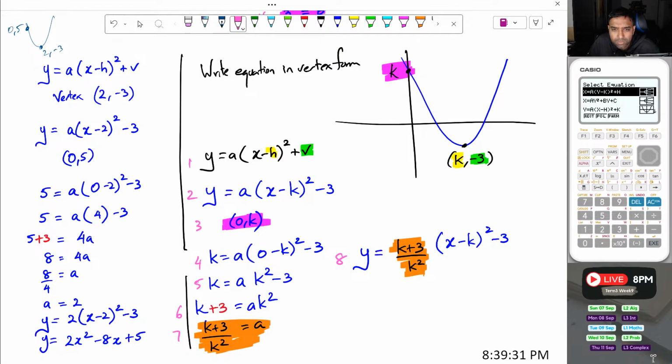How did I go from line 2 to 4? So if you look at line 3, that's where the pink y-intercept is. So the y-intercept is at k. That means the point (0, k) is the point I'm going to substitute.